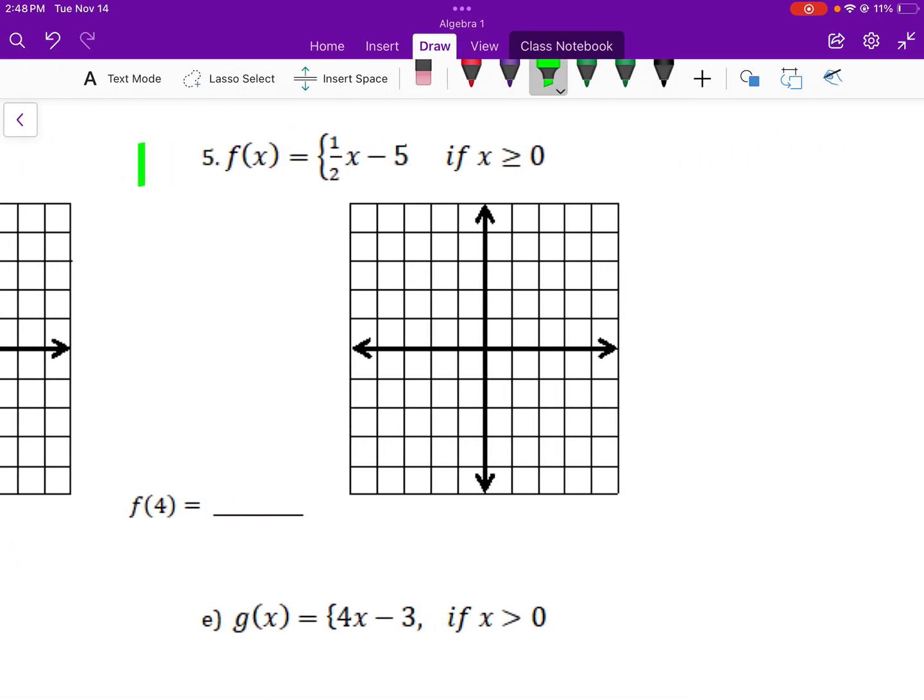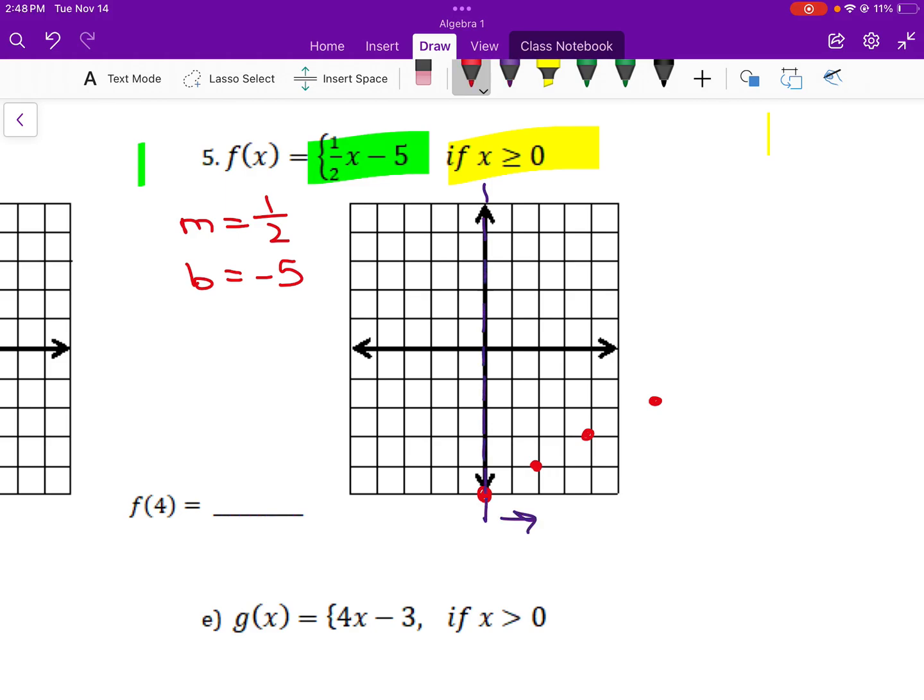Next one, again, we have our rule and our restriction. My m here is 1/2. B is -5, so we're plotting at 1, 2, 3, 4, 5. Up 1, right 2, up 1, right 2, and so forth. But we want to cut it at 0. They want everything that's greater than or equal to 0. So it's going to be a closed circle right on this line and everything to the right. To evaluate, f at 4 is a half of 4 minus 5. That's 2 minus 5, which is -3. Cool, that's it.